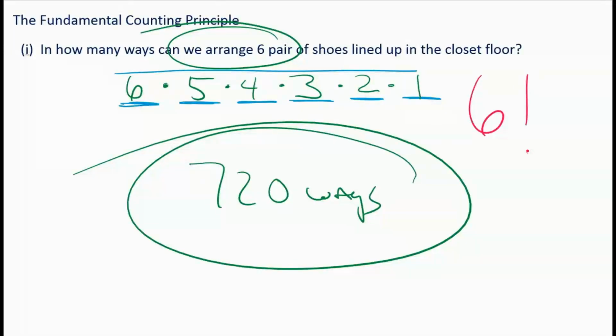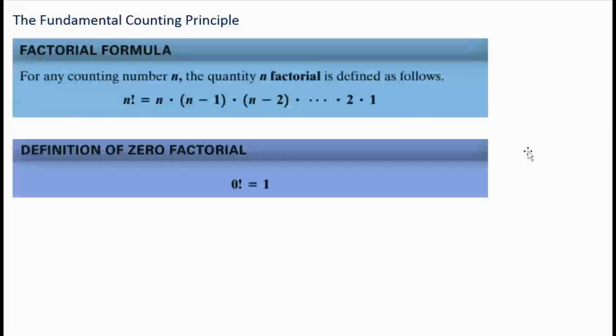You could just type in 6 factorial, and it's going to tell you 720. Okay? Now, I have to give you a definition of 0 factorial because factorial is all about counting. So 0 factorial is just weird. By definition, we need 0 factorial to be 1. So anytime you have done some calculations and you get 0 factorial, again, that is equal to 1.